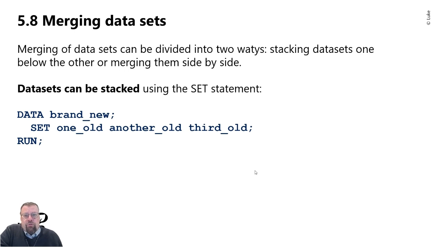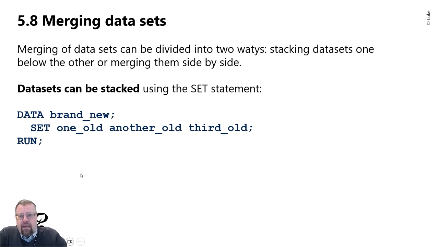So the first one is where you stack the data sets on top of each other. This is a situation where you get more rows from the second data and the third data to the first one. Then you use the set statement, and you simply list the data sets in the set statement. So here we have set one old, another old, and third old, and those three data sets will be merged one under each other, and they should then all have the same variables in each of those, or at least some of them the same ones. So then they find automatically the pairs when they are being put together.